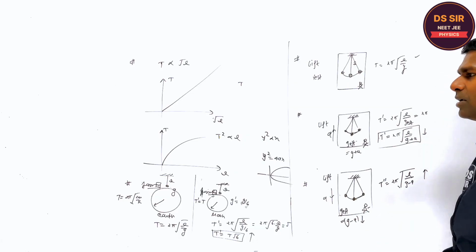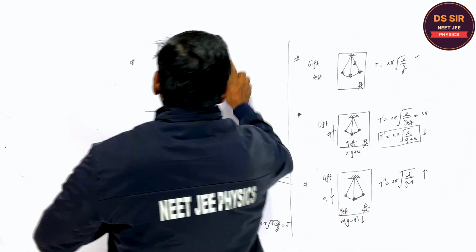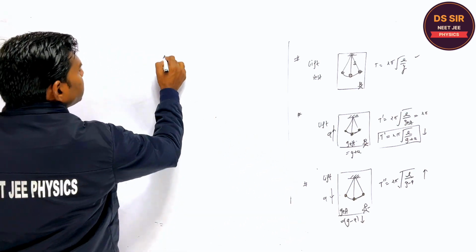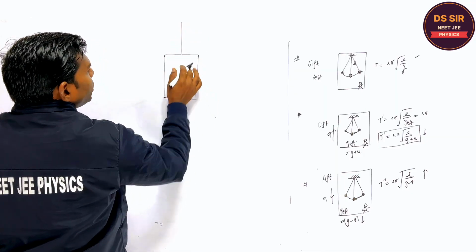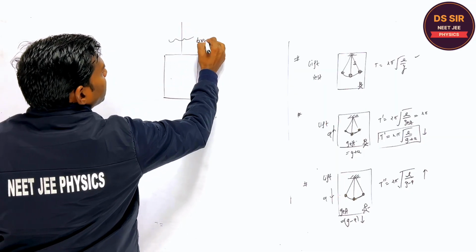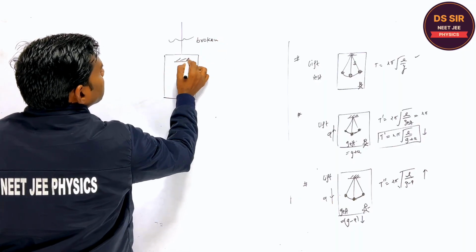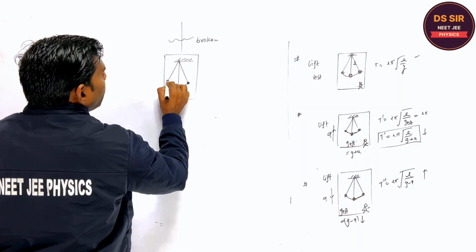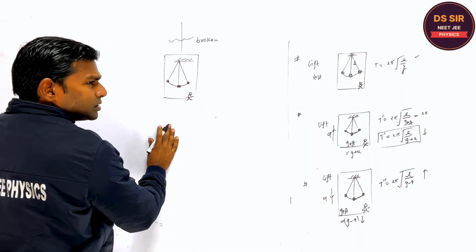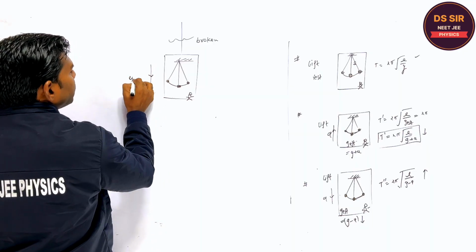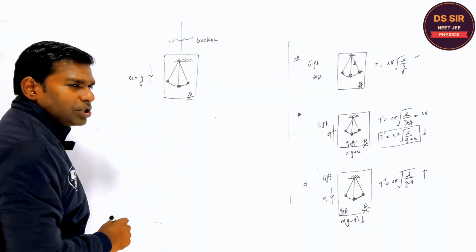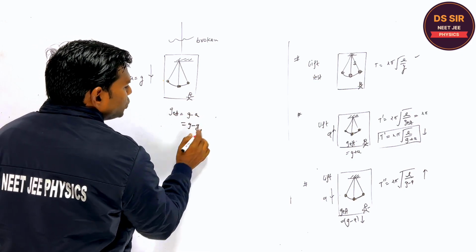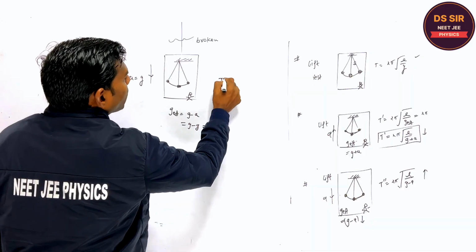But suppose due to some reason the wire of the lift breaks. Suppose this is the lift and this is the string of the lift, and it is broken. Then what will be the time period of this simple pendulum for small oscillations? You are observing this. If it is broken, what will be the acceleration? The acceleration of the lift is the same as the acceleration due to gravity. So what will be g effective? g effective is g minus a, g minus g, so it is 0.